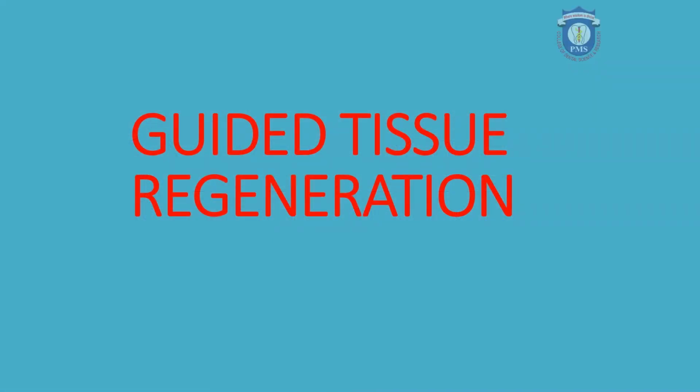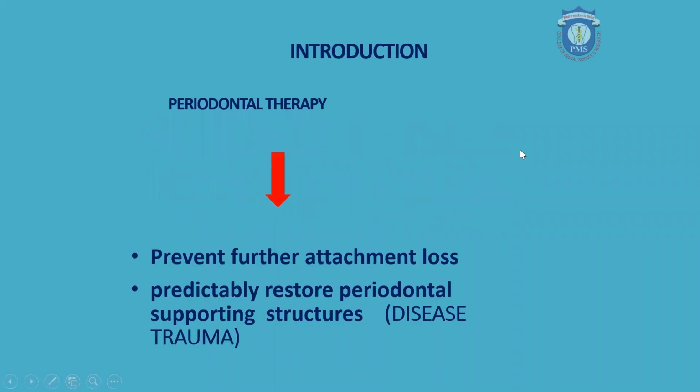Today, we shall learn about guided tissue regeneration. The aim of periodontal therapy is to prevent further attachment loss and to predictably restore the periodontal supporting structures which are lost due to the disease trauma.